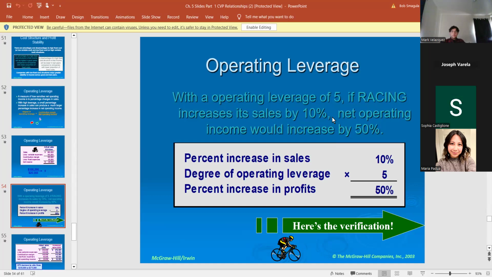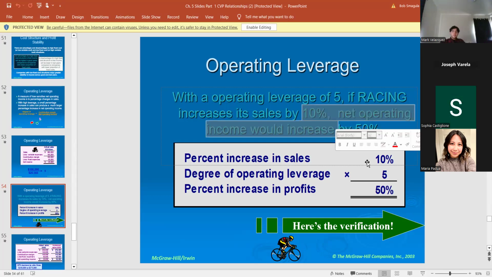Now, here's the beauty of the leverage, and I think this will surprise you. With an operating leverage of 5, what if racing increases the sales by 10%? 10 times 5 is 50. With a leverage of 5 and you increase your sales 10%, you're increasing your profits 50%. Pretty dramatic, huh? Leverage. If the leverage was 3, well, that would give them a 15% kicker. The leverage is a very useful tool to have in the back of your head.